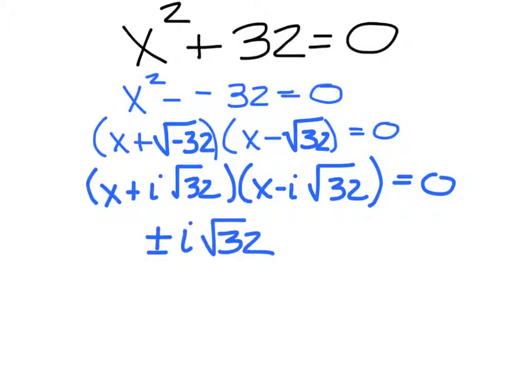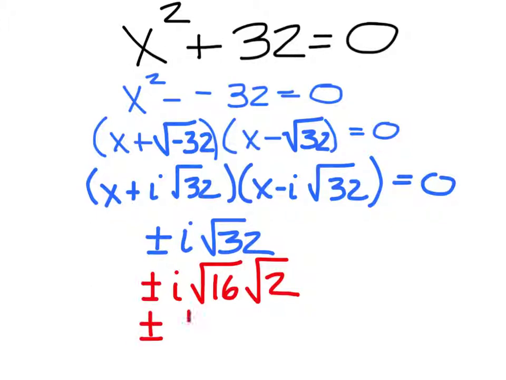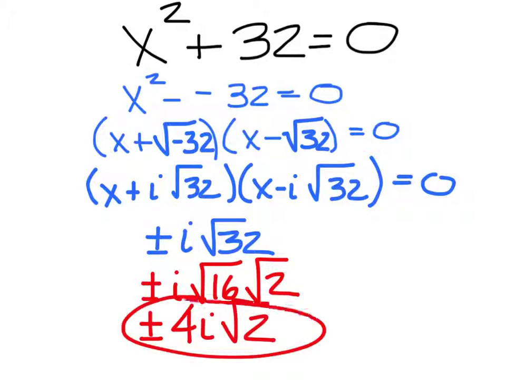Now what? Then you do plus or minus I square root of 16 over 2. Yeah, 16 is the highest perfect square that goes in. What's the final answer? Plus or minus 4i square root of 2. Yeah. That's it.